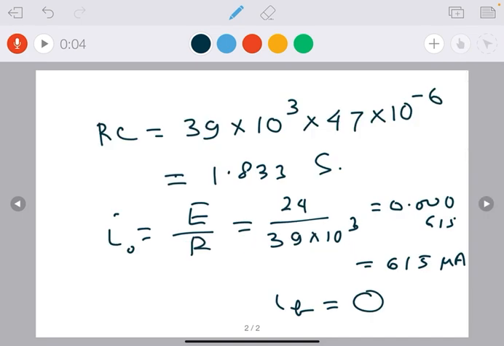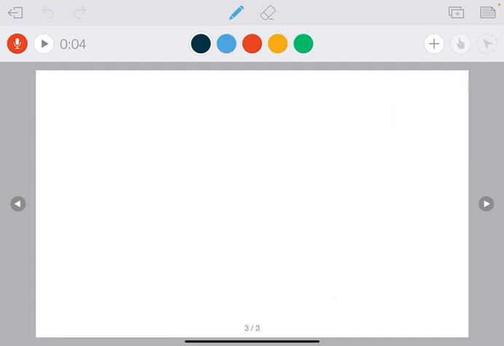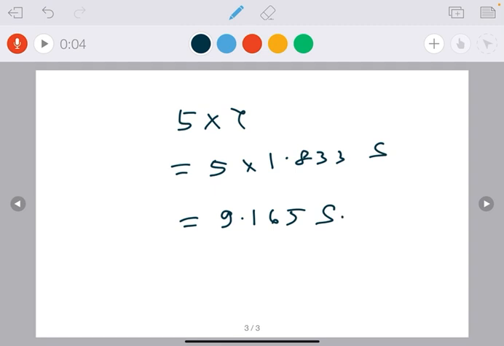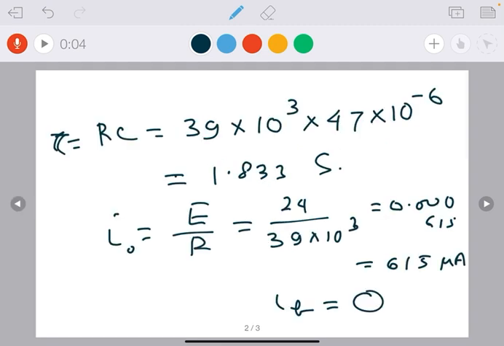And the time taken for the capacitor to become fully charged, we think of as 5 time constants. The time constant is often written as tau, Greek letter tau. So for the capacitor to fully charge, it takes 5 tau, 5 times tau. So that will be 5 times 1.833 seconds, which is 9.165 seconds. So that is the time it takes for the capacitor to fully charge.